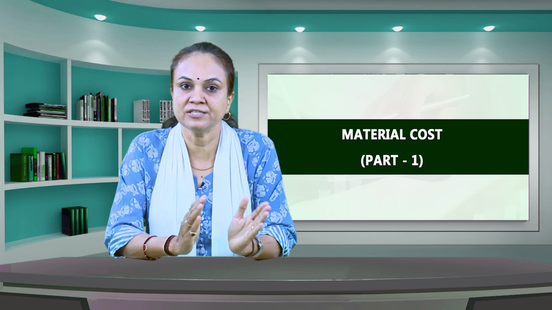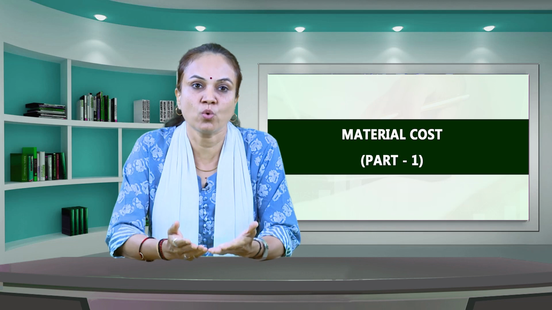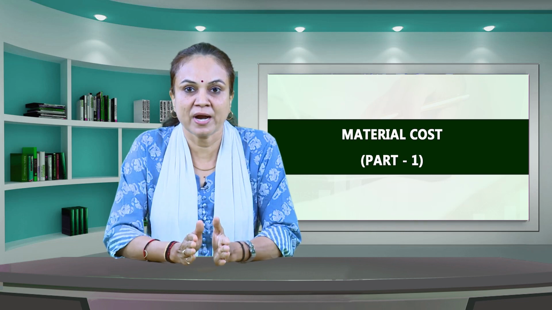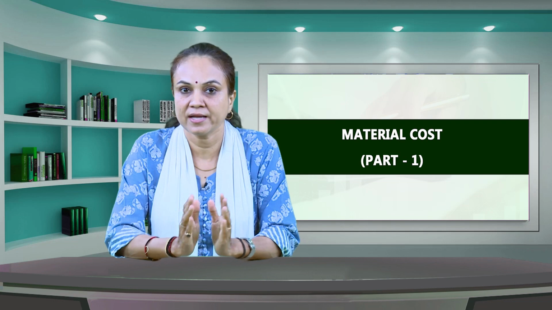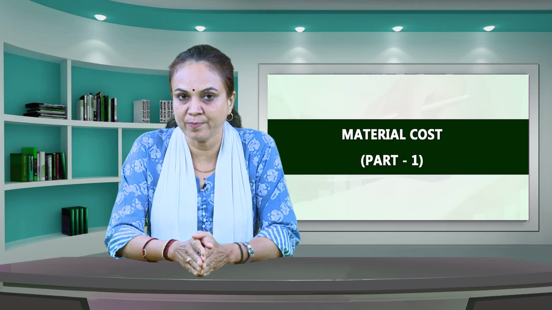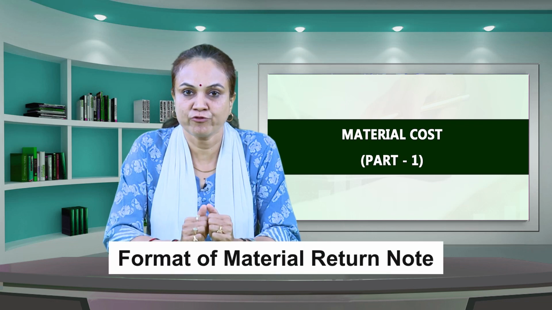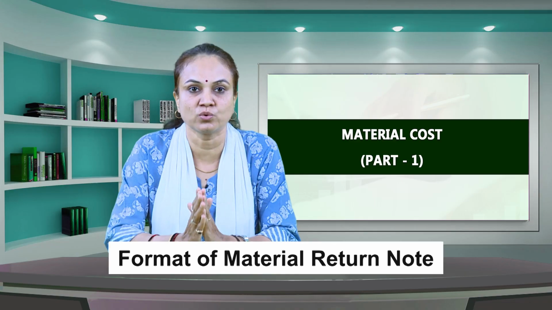Returning department prepares 3 copies of Material Return Note and sends 2 copies to the stores department and retains 1 copy for its own reference. Stores department records in the bin card and sends 1 copy after signature to the cost accounting department. Cost accounting department gives the necessary credit to the concerned job or department for the cost of materials returned. Let's have a look at the format of Material Return Note.